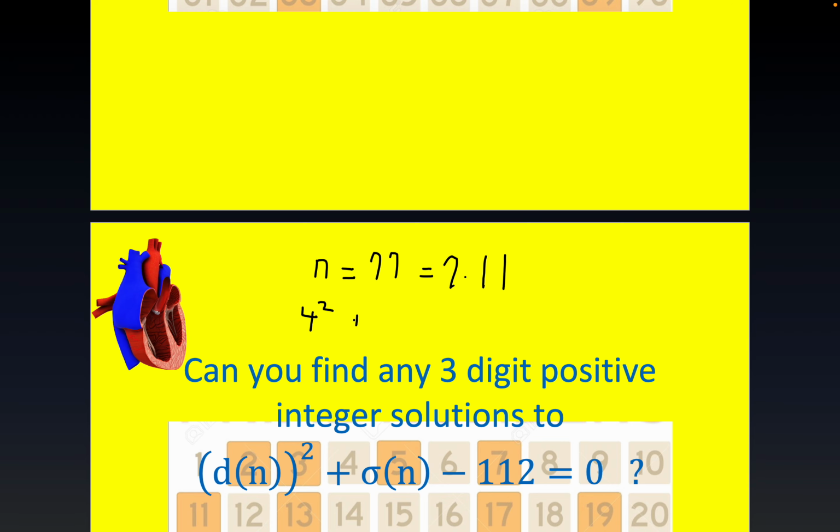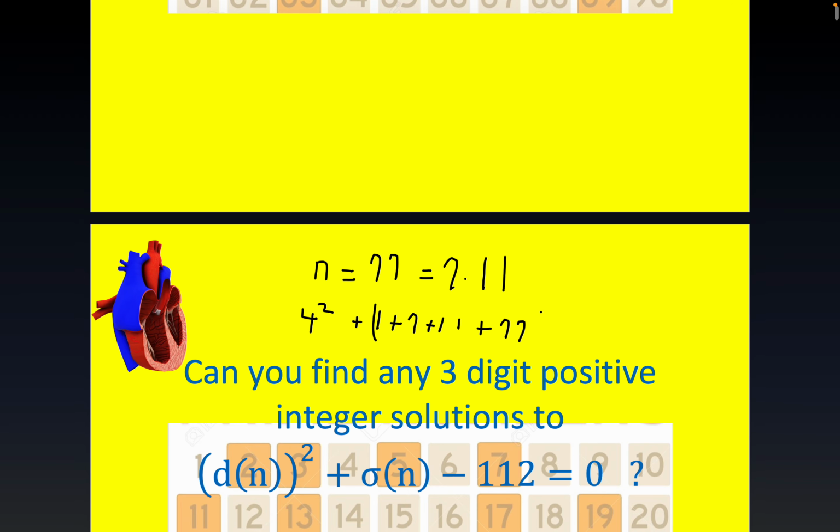We can write that down as 1 plus 7 plus 11 plus 77. And I'll just put this parenthetically, hopefully for legibility. Now it's pretty easy to verify that when you subtract 112 from these two numbers, you get 0.